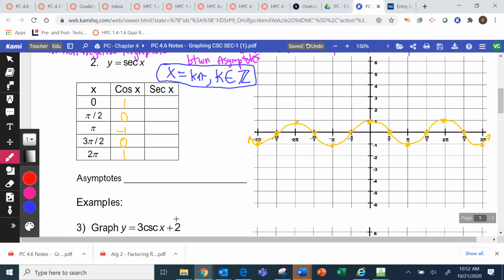And then I will reciprocate each of the cosine values. So 1, undefined, negative 1, undefined, 1. Every place that there is an undefined becomes an asymptote. X equals pi over 2, x equals 3 pi over 2. So every place that cosine touched the x-axis at 0, that is now an asymptote.